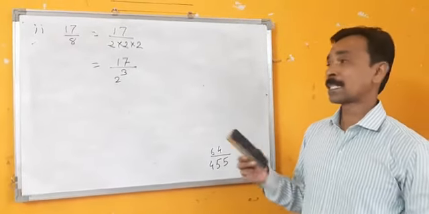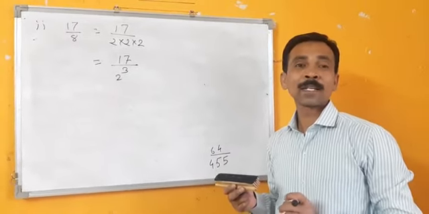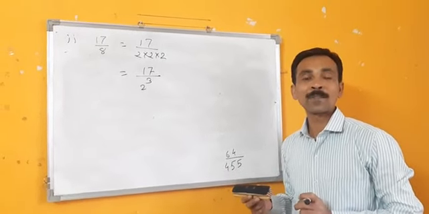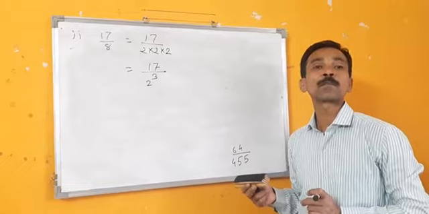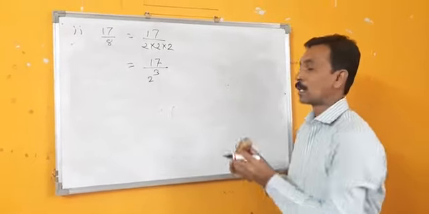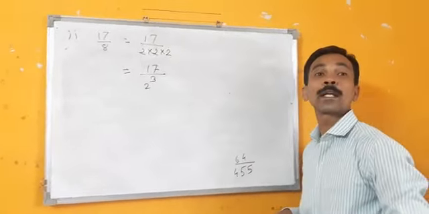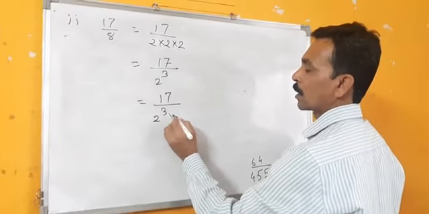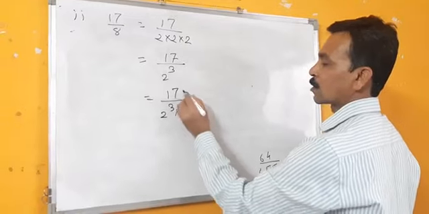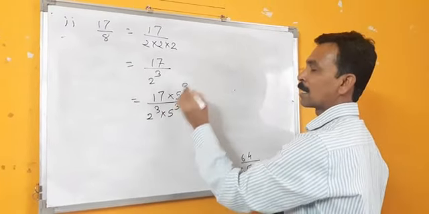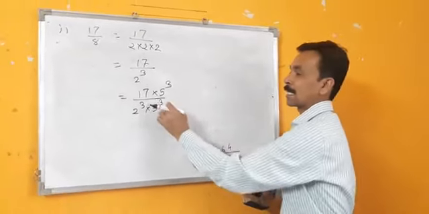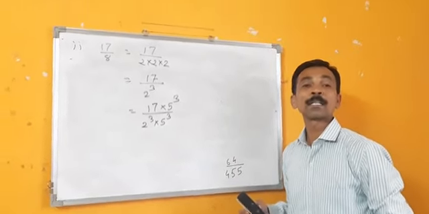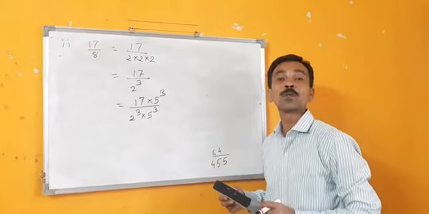But the denominator, as I said, either all the factors should be of 2 or they should be of 5 or the mixture of 2 and 5. Then only the fraction is a terminating decimal expansion. Here the factors are of 2, but we write it in terms of 2 raised to n into 5 raised to n. So this becomes 17 upon 2 raised to 3 into 5 raised to 3. 5 raised to 3 will come in the numerator because this gets cancelled. But the reason we are writing it is that we have to show the denominator in terms of 2 raised to n into 5 raised to n.